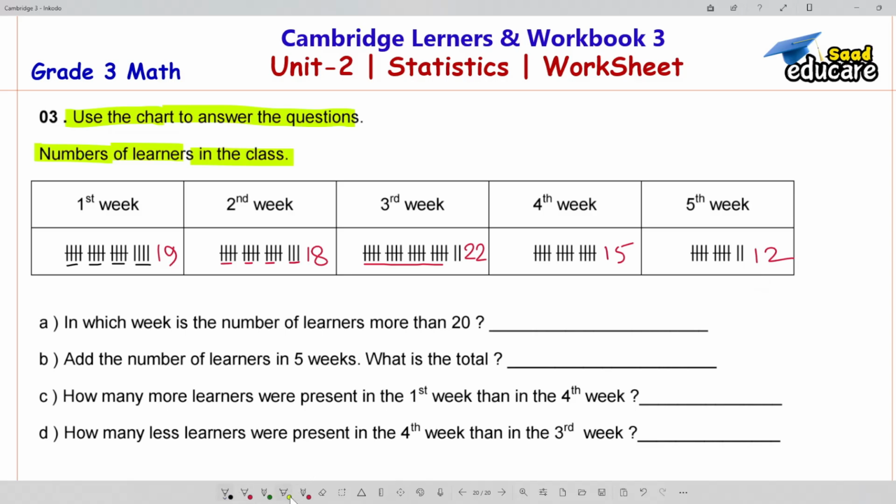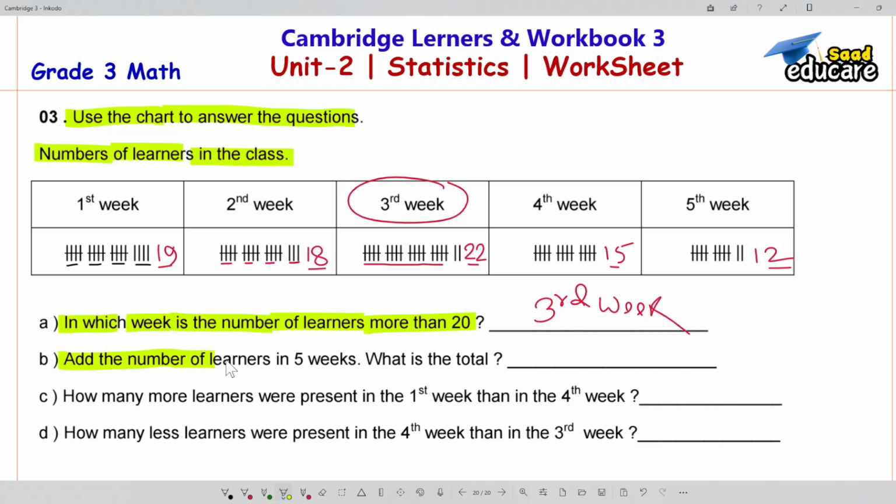Next one, our question is, in which week is the number of learners more than 20? So look, this is our tally and these are frequency, right? So what is the highest frequency? Third week, which is 22. So in which week is the number of learners more than 20? Third week.